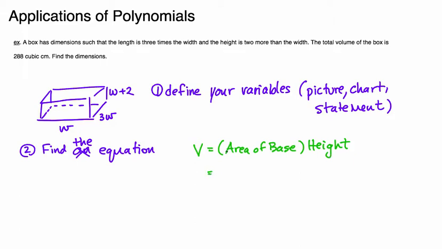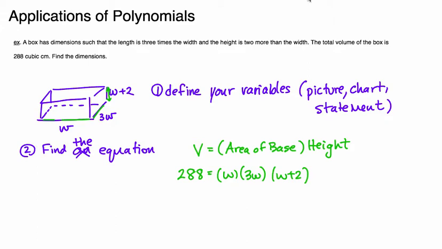So in this case, the area of this base, well, that's this rectangle. It's length times width, so it's w times 3w, and then that's multiplied by the height, which is w plus 2. And we've been told that this has a total volume of 288. So on this side, I can substitute 288. So I've found my equation.